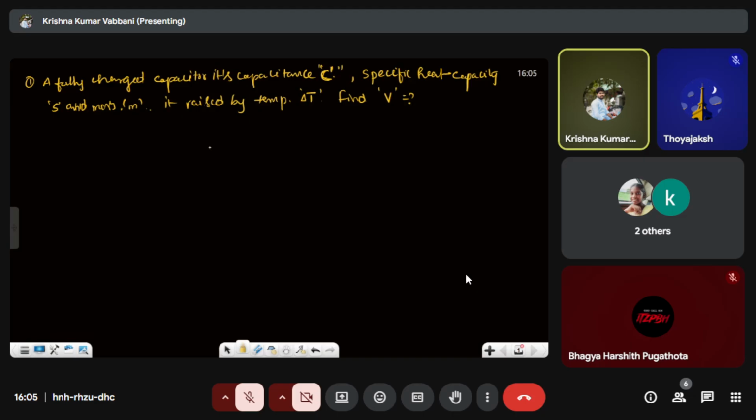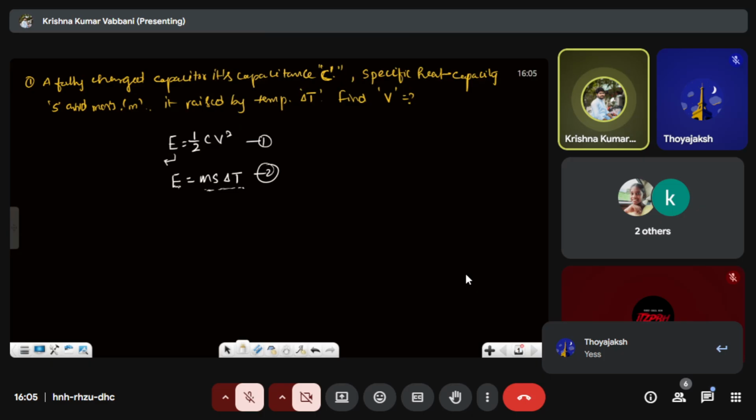So usually we know the energy of the capacitor is half CV squared, where V is the potential. So this is the energy related to the capacitor. The energy in thermodynamics, from the specific heat concept we already learned, is m s delta T. So this is the energy in the coil, and we are taking it here because a coil is given.